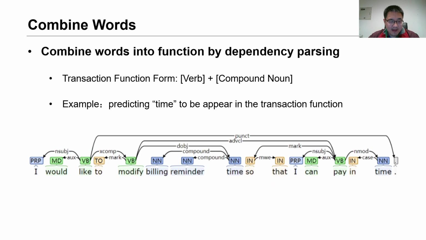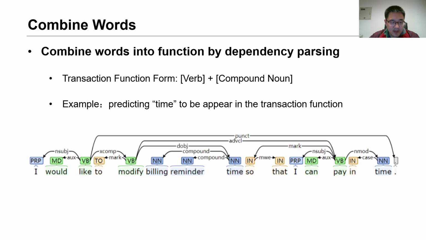We first conduct part-of-speech parsing and dependency parsing. For example, there is a requirement: I would like to modify billing remainder time so that I can pay in time. The part-of-speech parsing result and the dependency parsing result are shown in the figure.